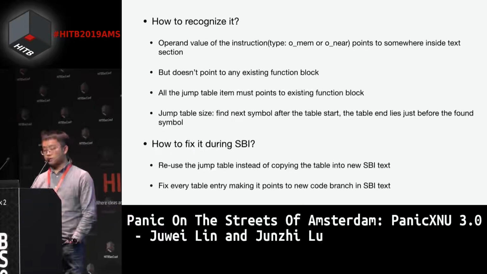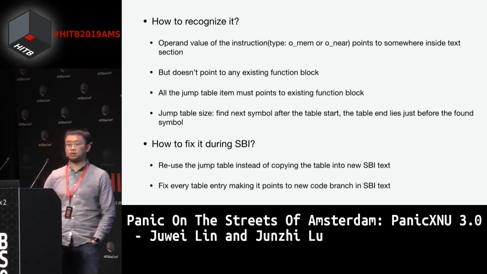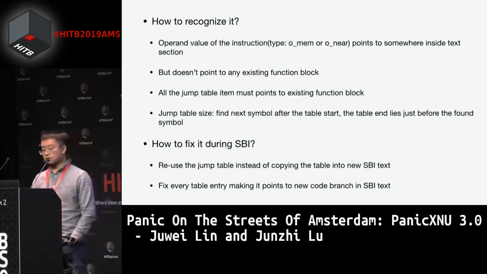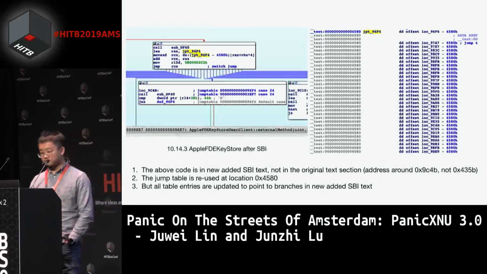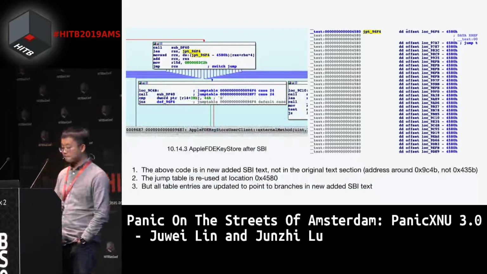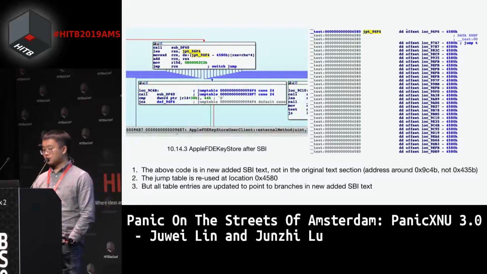It is very simple. Just update the value of these jump table entries to make them point to the new code branch in the SBI text. So this is how we fix it. Just update the entries.